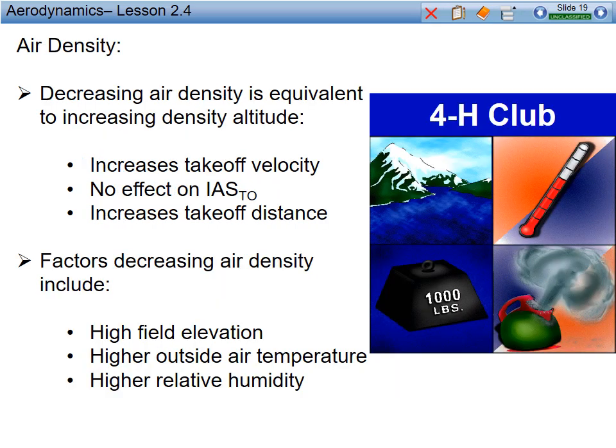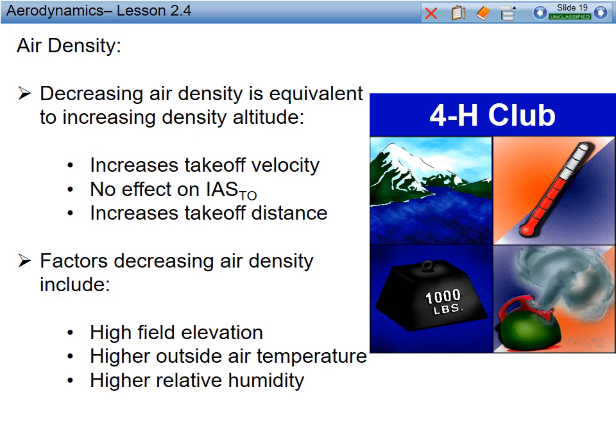Air density. Decreasing air density is equivalent to increasing the density altitude. This will increase takeoff velocity required, has no effect on your indicated airspeed for takeoff, but since your velocity is increased, your ground speed will be increased, which overall will increase your takeoff distance. Factors that decrease air density include higher elevations, higher outside air temperatures, and higher relative humidity.